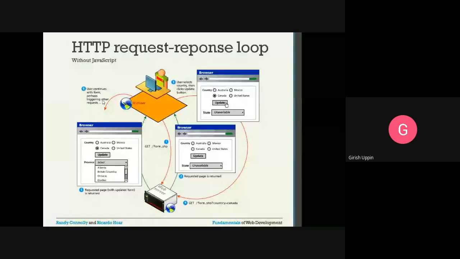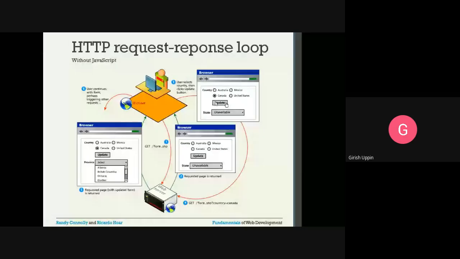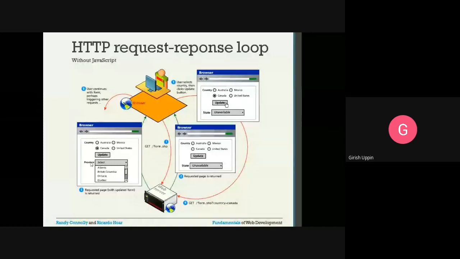First, the user requests the form. The default form will be displayed. The user will enter the information. First, he will select the country and he will say update. Then the request will go to the server again with this value, Canada, and processing happens on the server side, and it will give an updated form. In the updated form, all the values that are available for the province for this country will be shown as a list of values. So this particular form will be shown to the user.